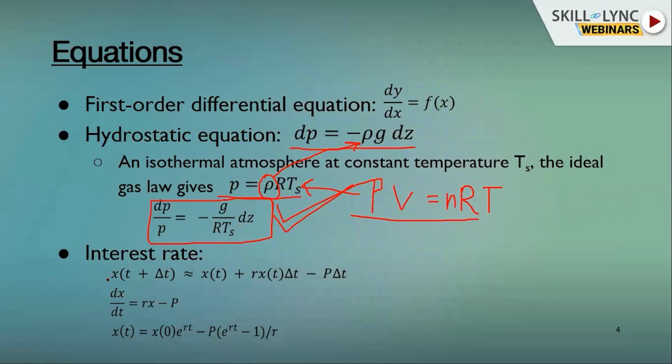So here, this is the first order equation to calculate the principal, meaning the amount after a time period. Here x(t) is the initial amount, r is the rate of interest, delta t is the time period, and p is the principal. If I rearrange this, you can find this one. dx by dt is the rate at which your amount is going to increase. And if I solve this, you may get this equation.